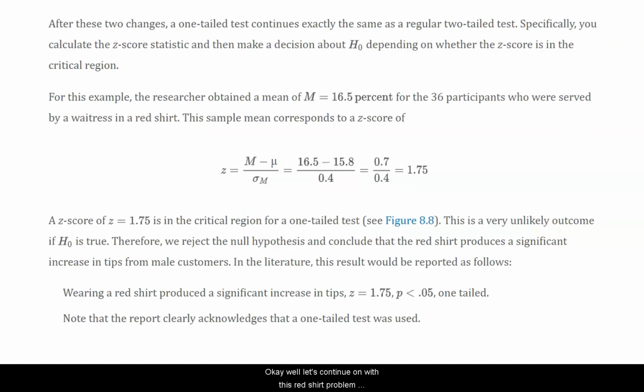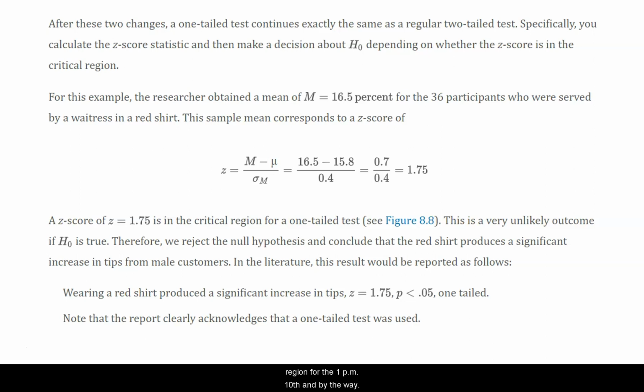Okay, well, let's continue on with this red shirt problem under the ideas that we spoke of before of a one-tailed test. In this example, the researcher obtained a mean of 16.5% for the 36 males who were served by the waitress in the red shirt. And here's how we compute that Z. The calculated, obtained value of Z will be precisely the same. There's no difference. A Z-score of Z equals 1.75 is in the critical region for the one-tailed test.